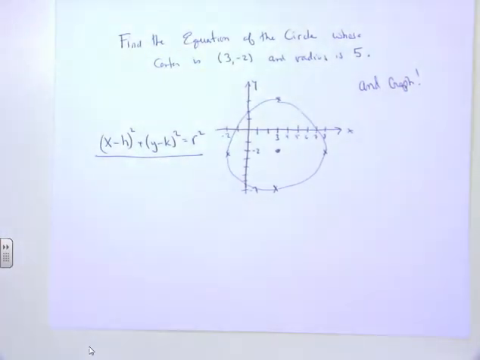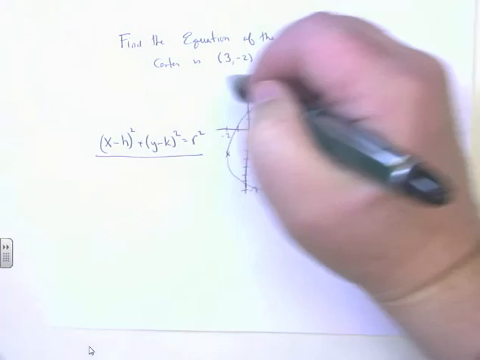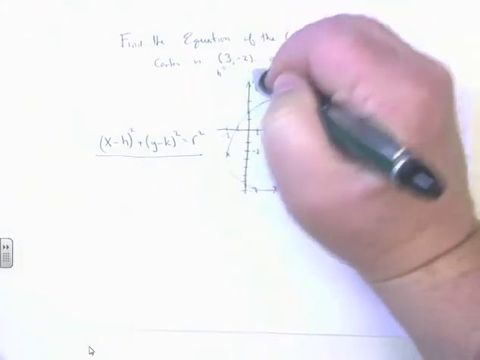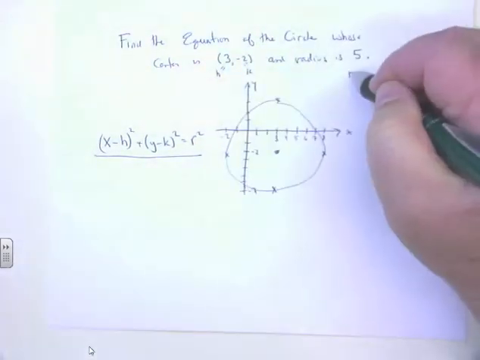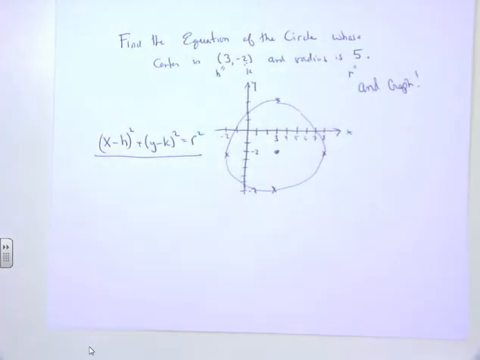For the equation of a circle, you have to have two things. You have to have the center, and you have to have the radius. What's my center? (3, -2). That means my h is going to be 3, and my k is going to be -2. And my radius, that's my r. I'm going to plug it into this formula. But be careful. Watch your signs.